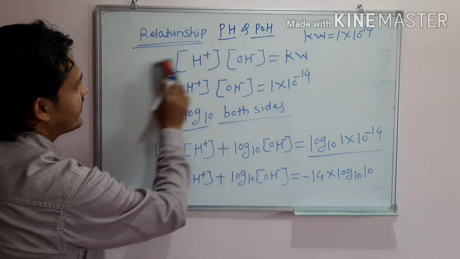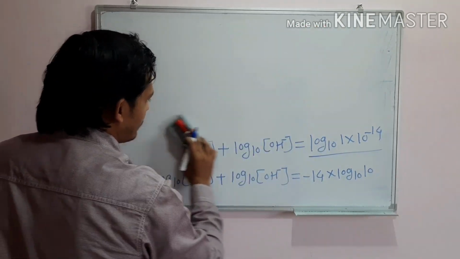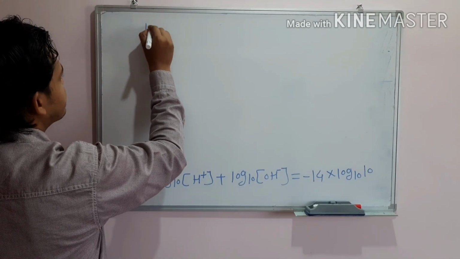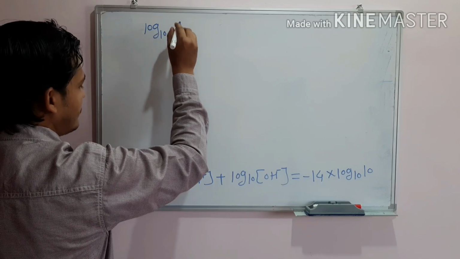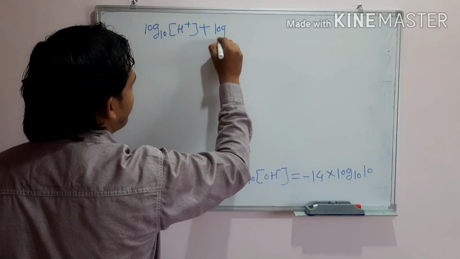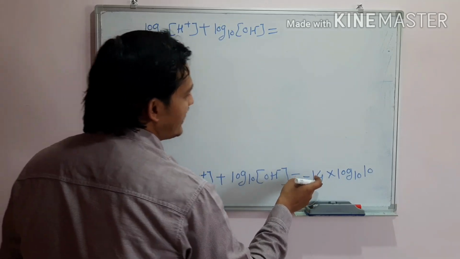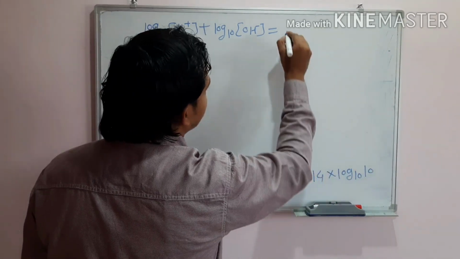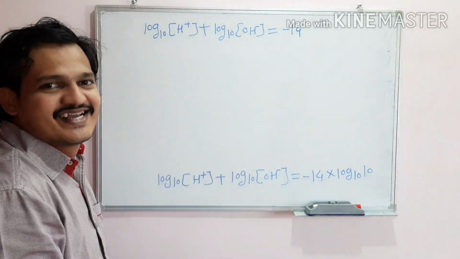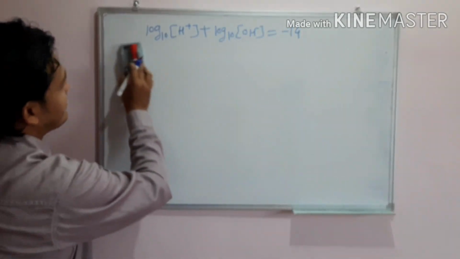So I am erasing the upper part of the board. Now I am writing again, once again, copy paste: log to the base 10 of H plus ion plus log to the base 10 of OH minus ion is equal to minus 14 into 1, that is equal to minus 14. You already know that whatever the power is, that is the log, that is the answer.